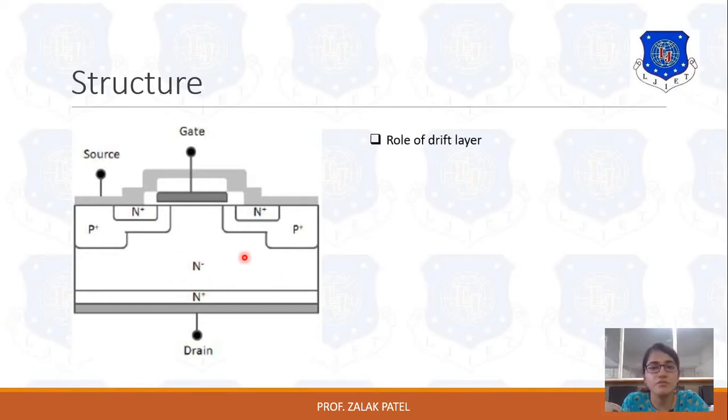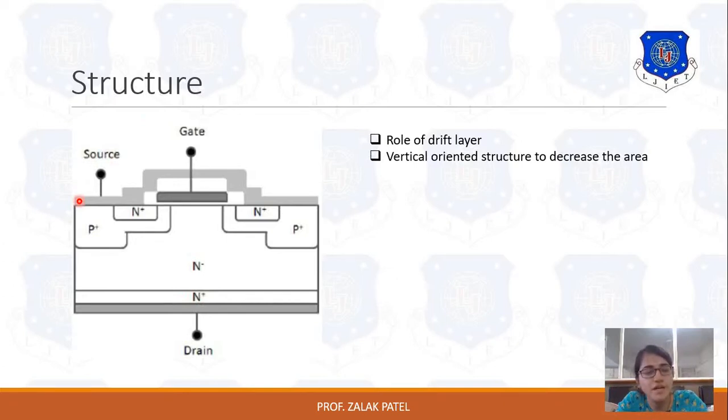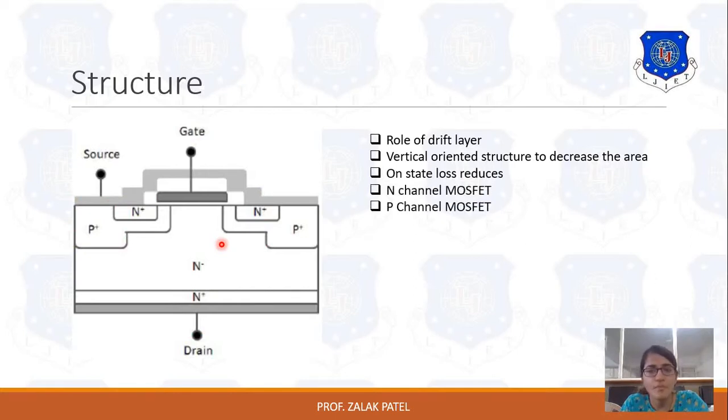The role of the drift layer is very important because it differentiates the MOSFET and the power MOSFET. Because of this drift layer, it affects the dielectric of the power MOSFET, which we will see later on. The structure is vertically oriented, and because of this the total area decreases. Because the total area decreases, the resistance in the structure also reduces, and this reduces the on-state loss. There can be an N-channel MOSFET and a P-channel MOSFET.